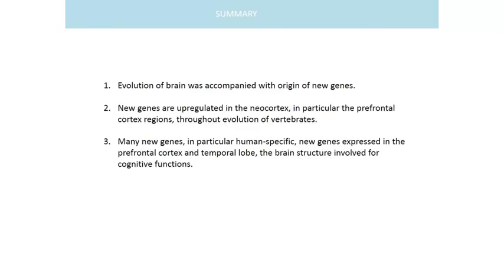So in this section, we introduced that the evolution of the brain was accompanied by the origin of new genes. Then we also found that new genes are upregulated in the neocortex, in particular the prefrontal cortex region, throughout the evolution of vertebrates. And finally, we report that many new genes, in particular human-specific new genes, are expressed in the prefrontal cortex and temporal lobe of the brain structure in early development, involved in cognitive function.